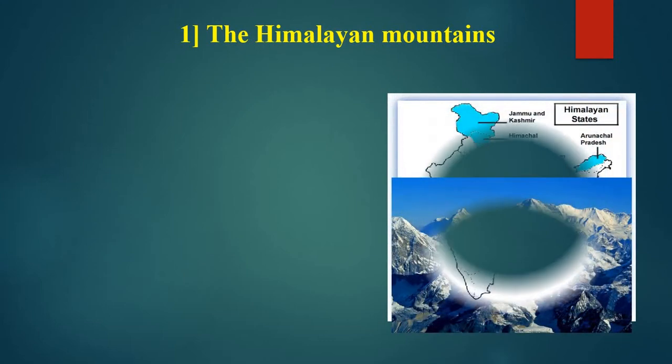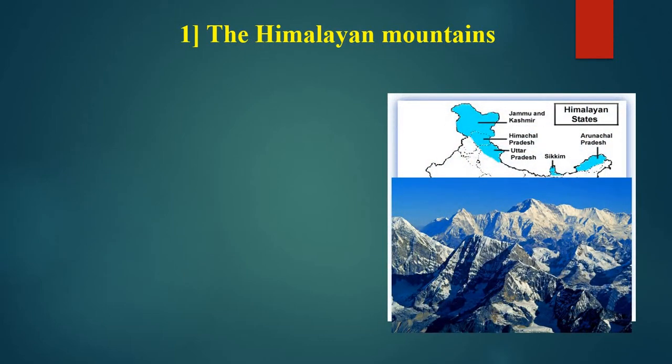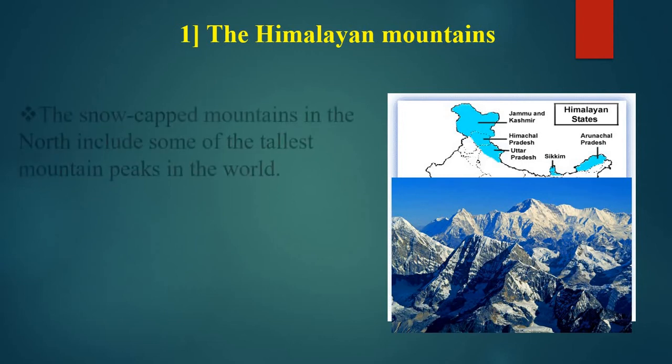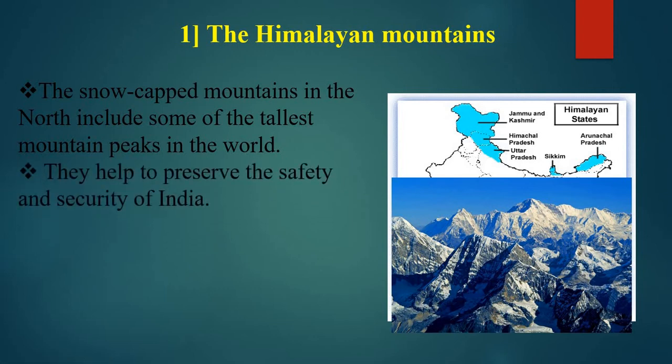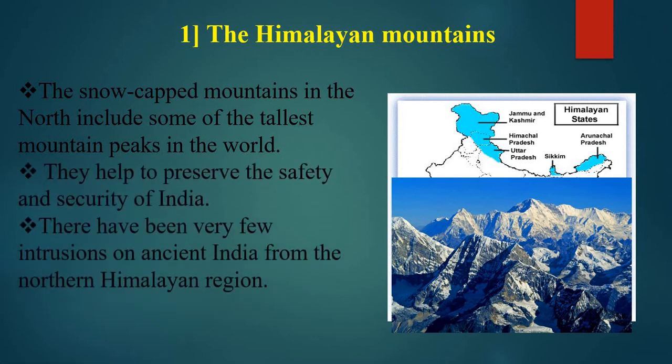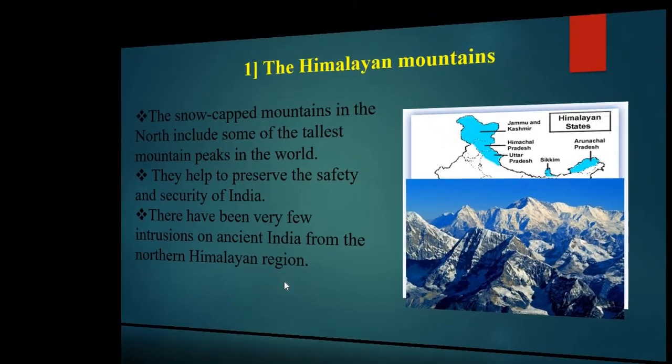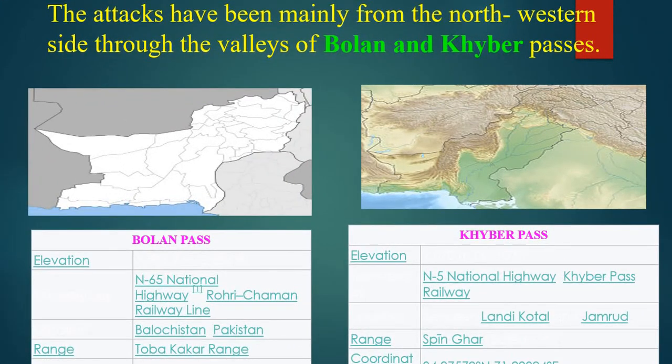The first thing, the Himalayan mountains. You can see the icy mountains here in the other part of the picture. The snow-capped mountains in the north include some of the tallest mountain peaks in the world, and I think that is the biggest safety and security to our India, which helps us preserve our safety. There have been very few intrusions in ancient India from the northern Himalayan regions. These big mountains have acted like a safety to India from ancient times.